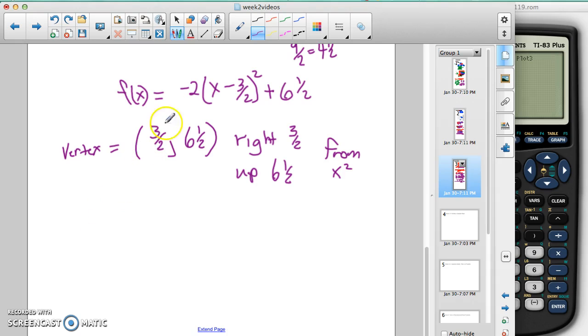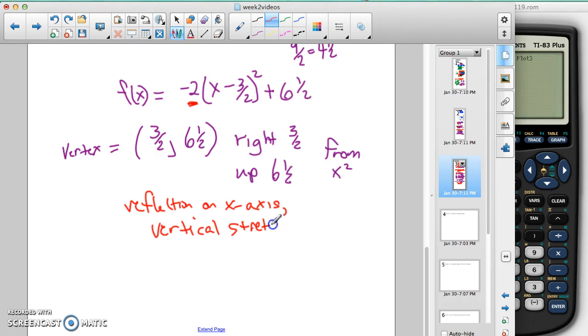It also tells us this value right here tells us some other things. We're going to have a vertical stretch, we're going to have a reflection on the x-axis, we're going to have a vertical stretch of a factor of 2 times. That means it's going to go up twice as fast, 2 times the function.